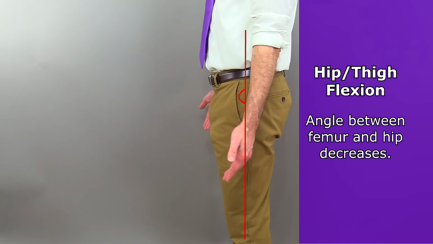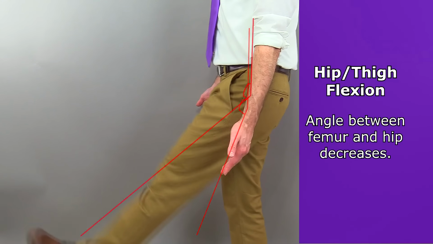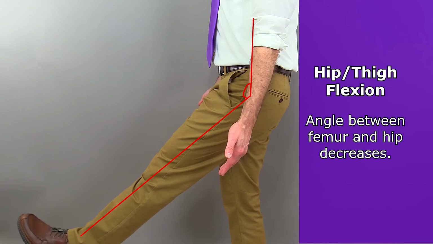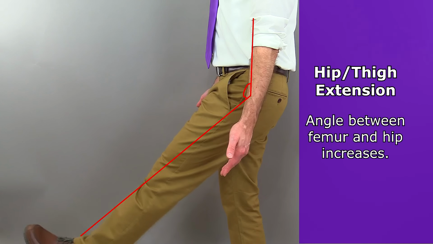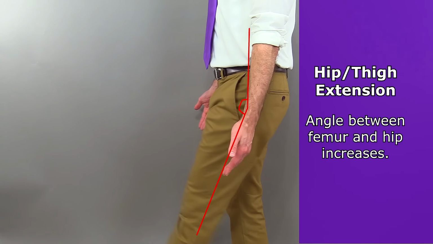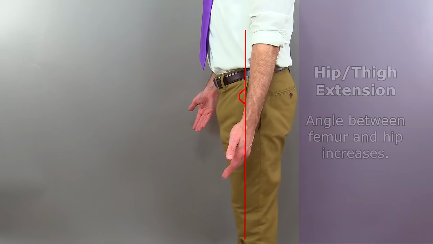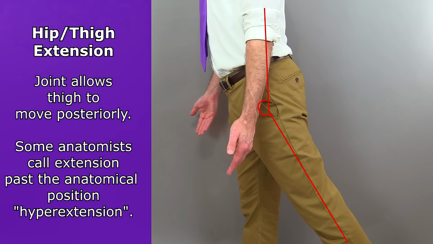Next, we have hip flexion, also called thigh flexion, which occurs when the angle between the femur of the thigh and the hip bone decreases as the thigh moves anteriorly or forward. Hip extension, or thigh extension, occurs when the angle between the femur and the hip bone increases as the hip joint straightens. And just like the shoulder joint, this joint also allows movement past the anatomical position.